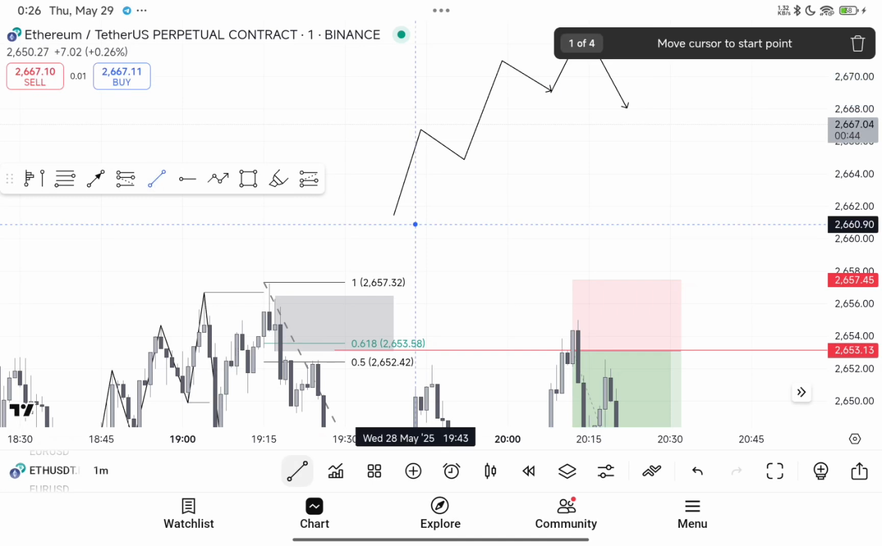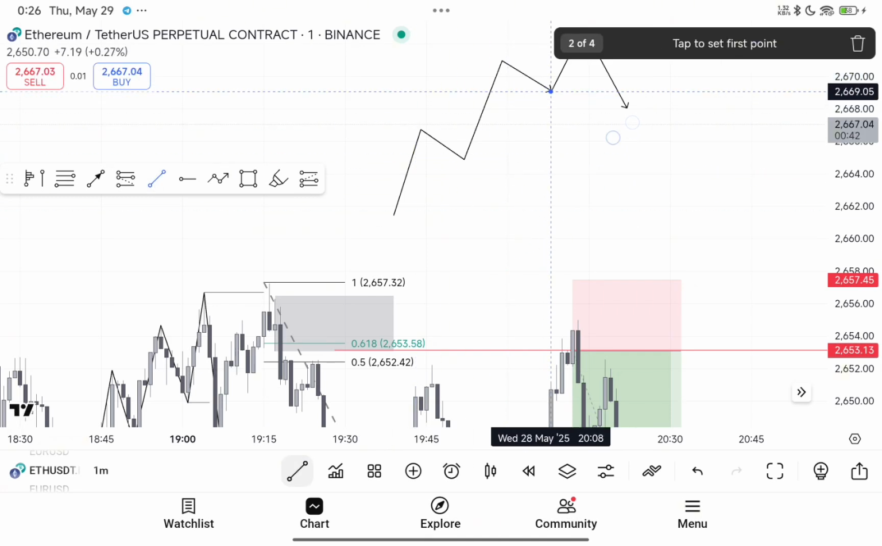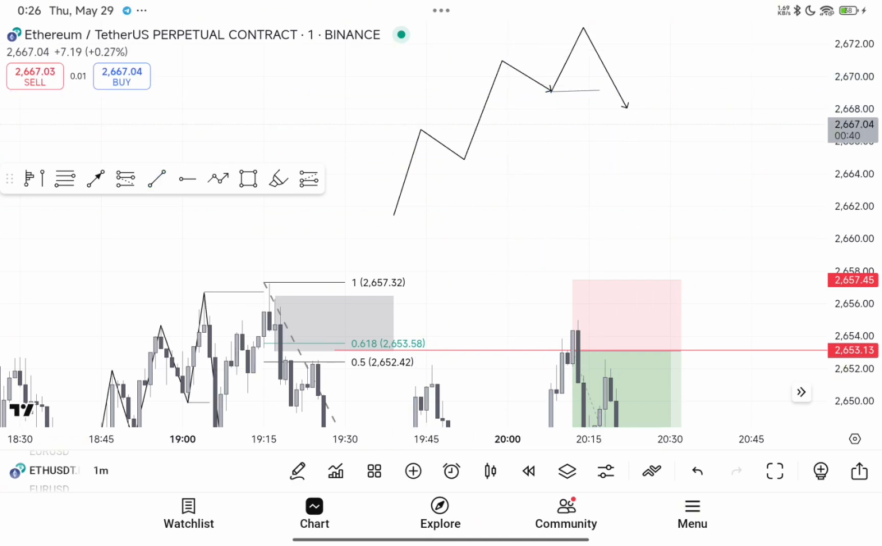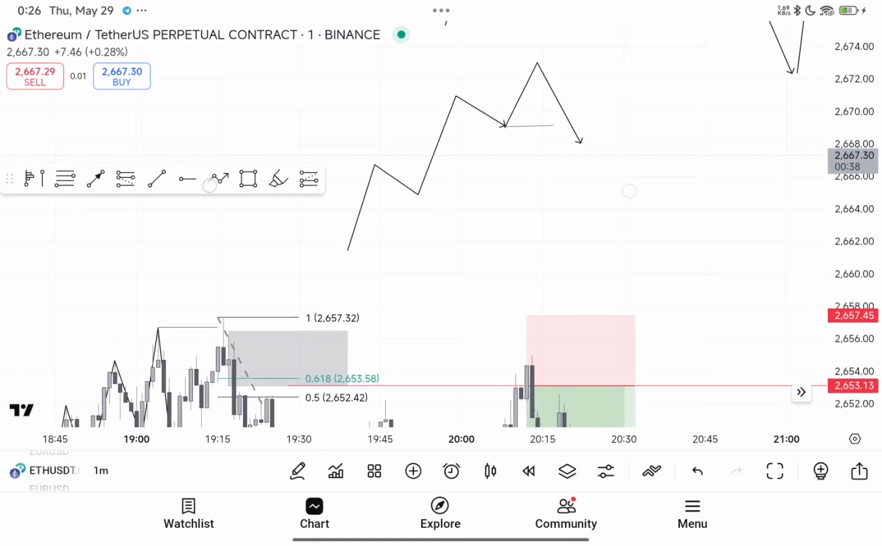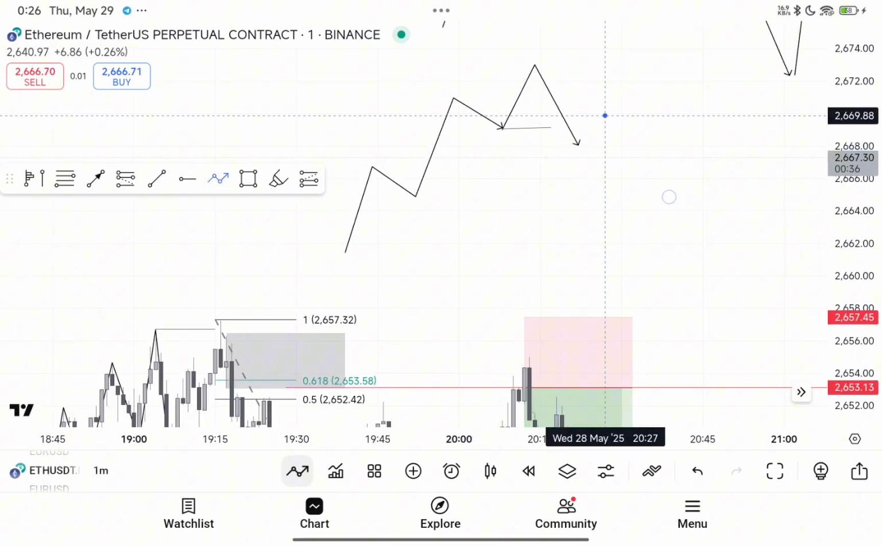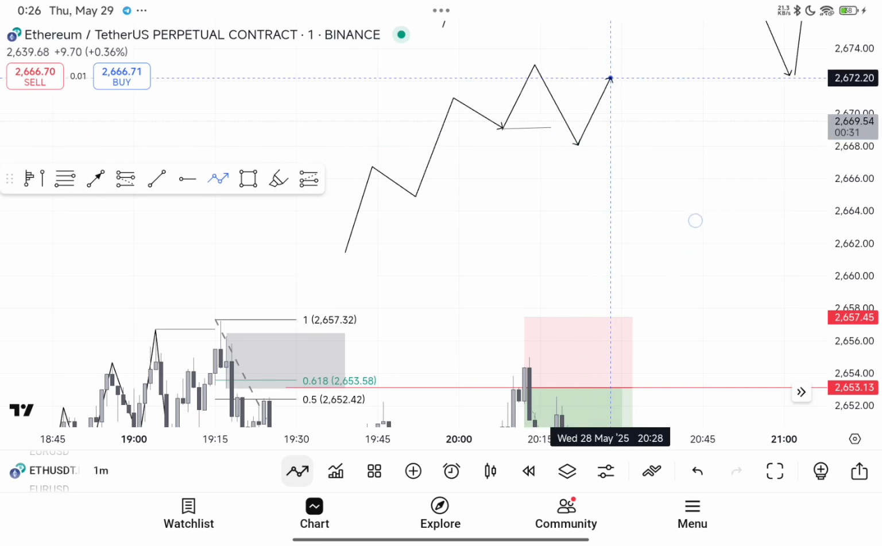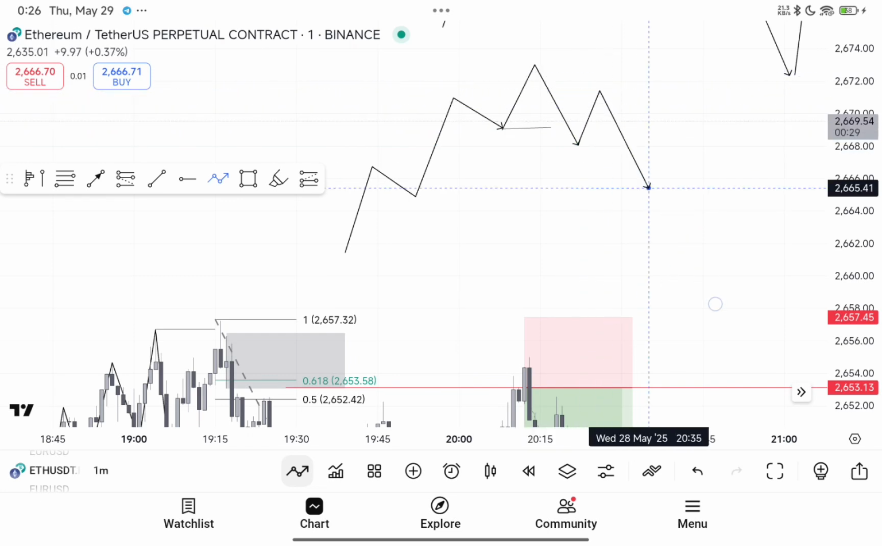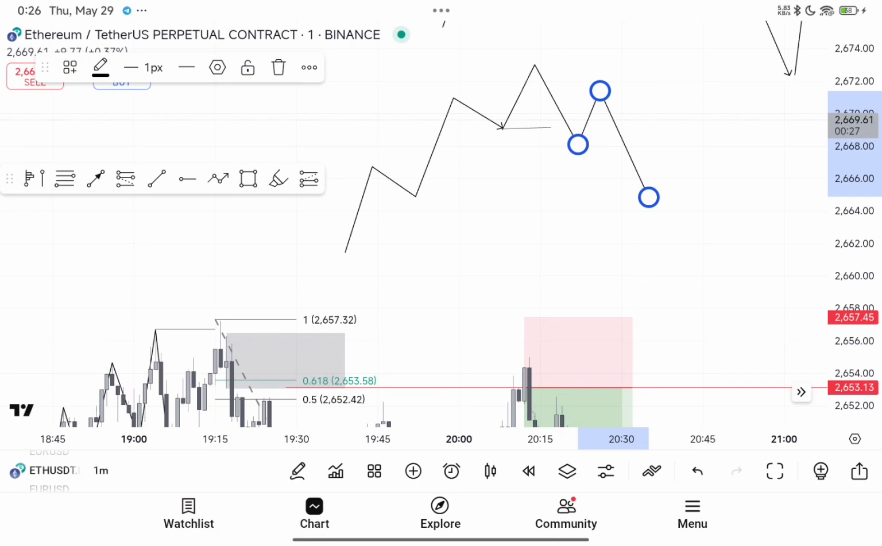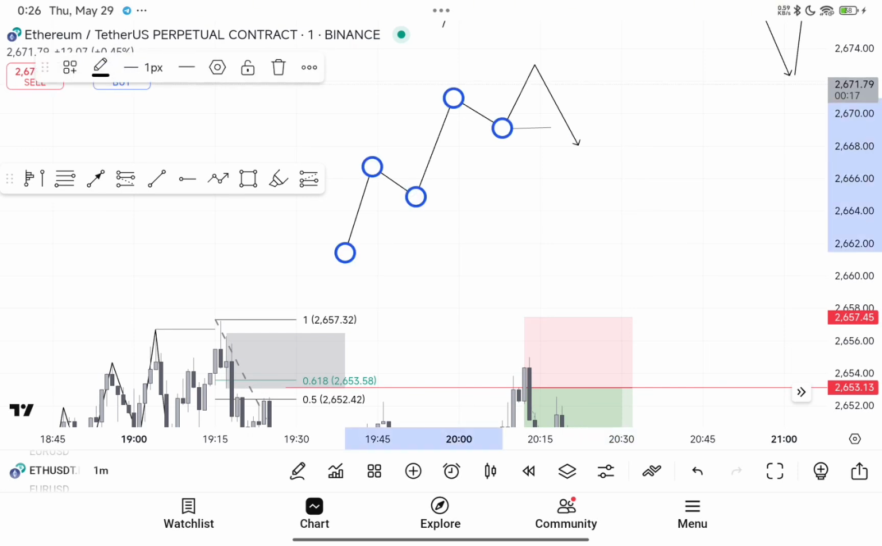Okay, so we just mark it out like this as our change of character, and then most traders want to look for a retracement to the upside, and then they're going to sell. Now this is the traditional way of identifying a change of character, but there's something unique I want to add to this to make the change of character highly profitable. And what is that? Sweep of liquidity.